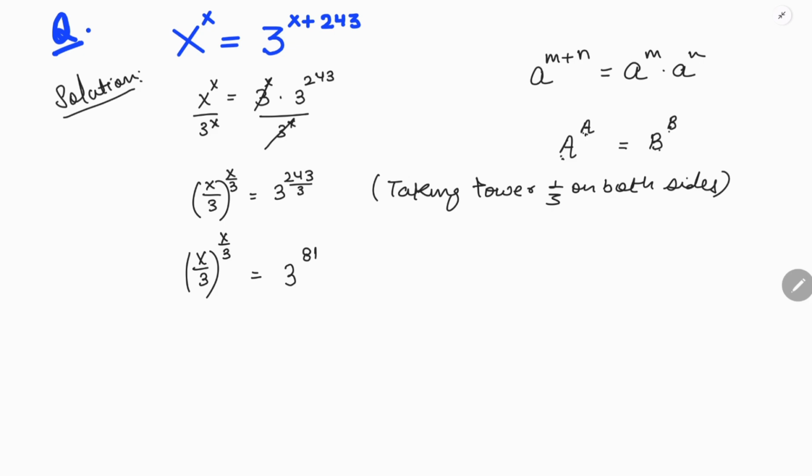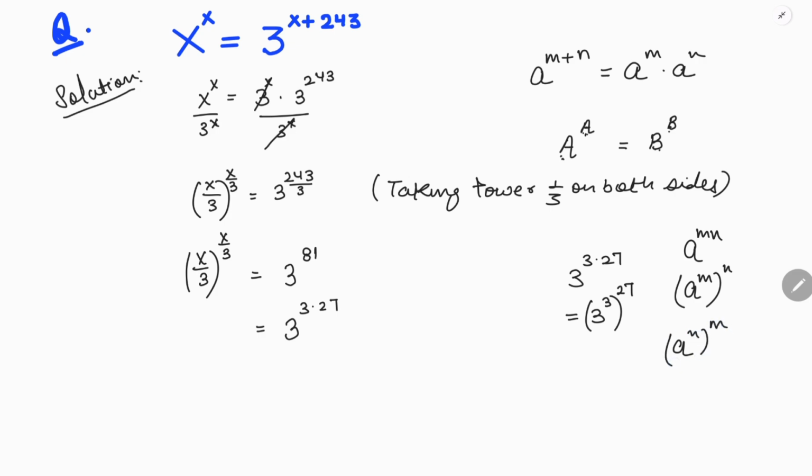How can we make it like b raised to power b, base and power same? For that, if I try to break this 81 in 27 times 3, right? Or you can say 3 times 27, right? So that means you have 3 raised to power 3 times 27, and according to rules of exponent you can write it as 3 raised to power 3 power 27, because a raised to power mn is equal to a raised to power m raised to power n or a raised to power n raised to power m, right?